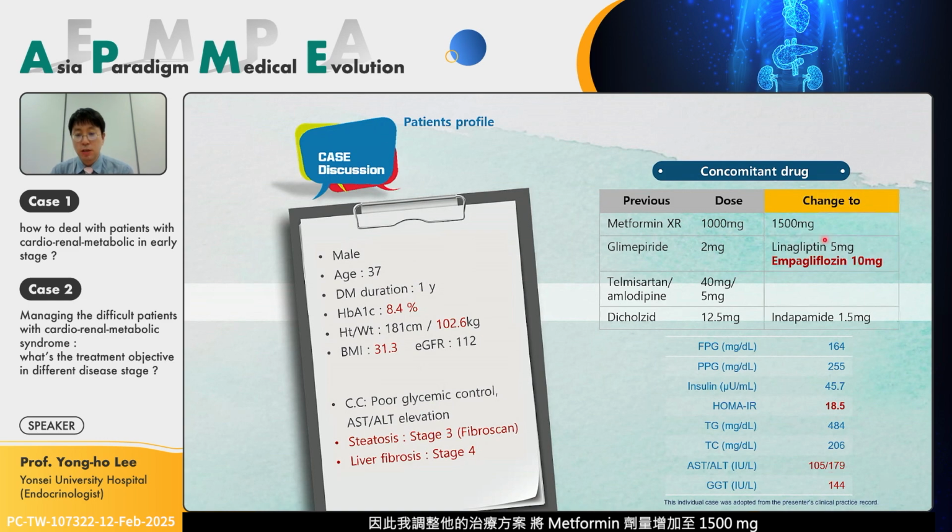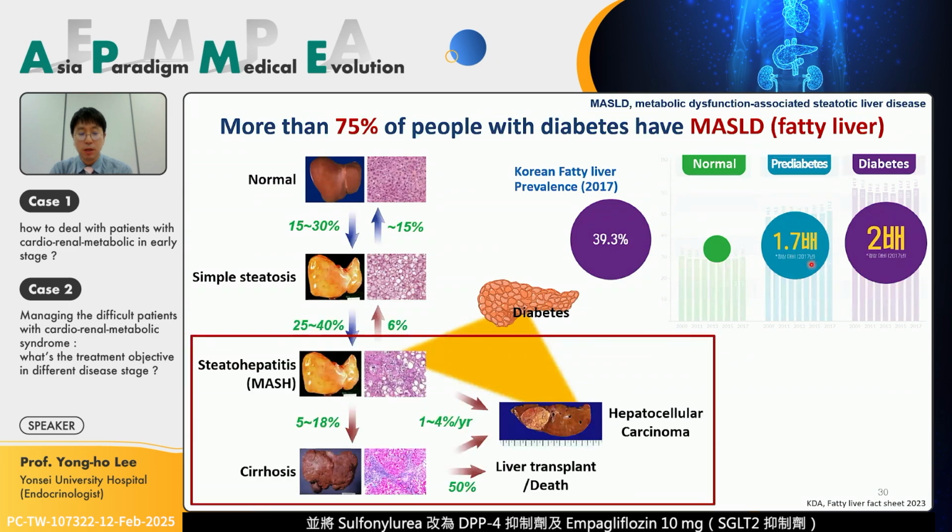So I changed his regimen, increasing the dose of metformin to 1500 and changing from the sulfonylurea to a DPP4 inhibitor and empagliflozin 10 milligrams. These days, a lot of people with diabetes are diagnosed with fatty liver disease, and many conferences now say MASLD, metabolic dysfunction associated steatotic liver disease.